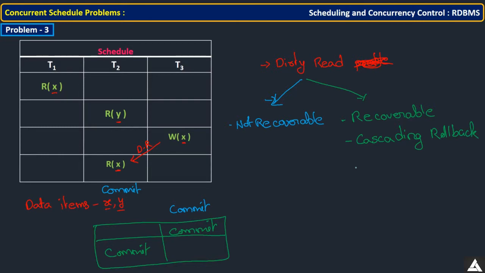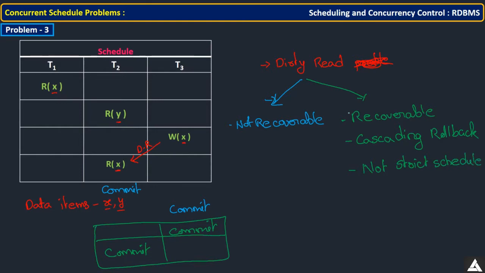Is it a strict schedule? No, because you have a dirty read, because it is reading uncommitted data. A strict schedule means no reading of uncommitted data. So that is why it is not a strict schedule.